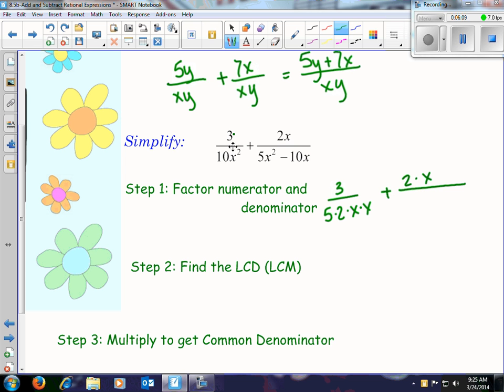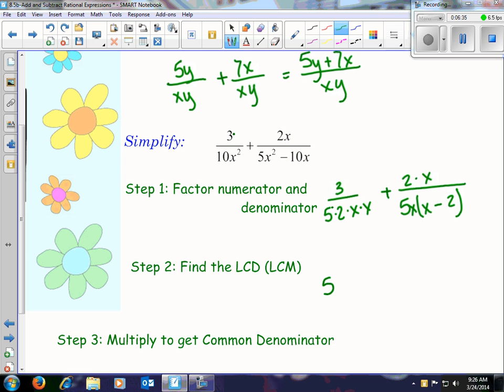Now, 2x can't really be factored except for it can be 2 times x. And then my denominator here is going to be, we can take out 5x. So I have 5x multiplied by x minus 2 like such. Okay, so now I'm going to find the least common denominator. So I have matching 5s, so I can take my 5 out.